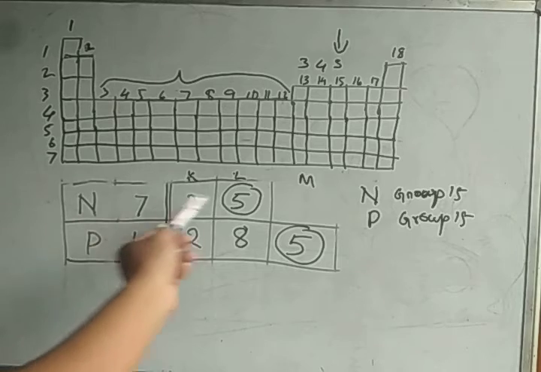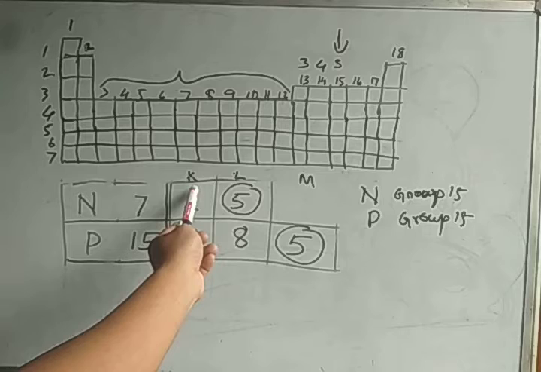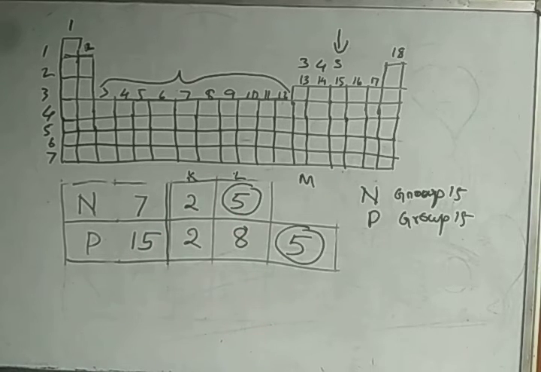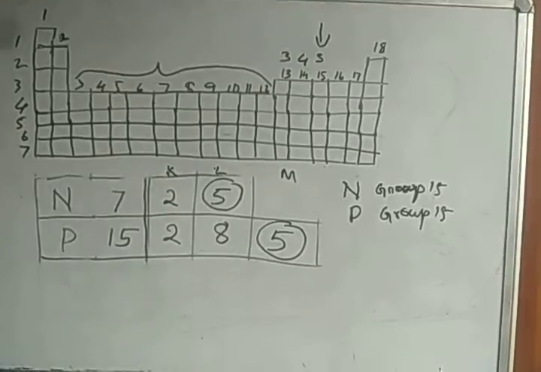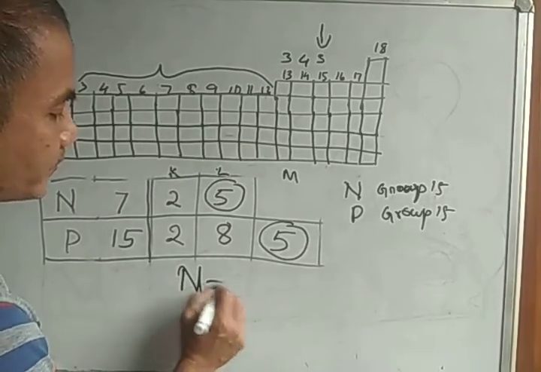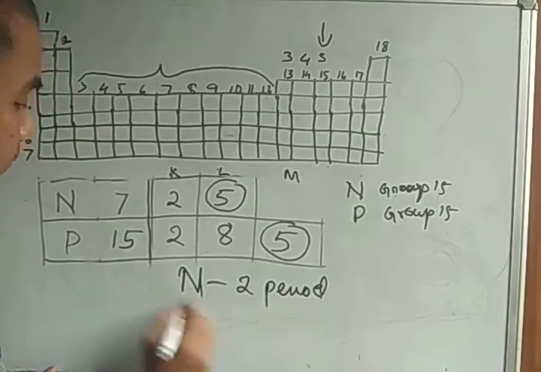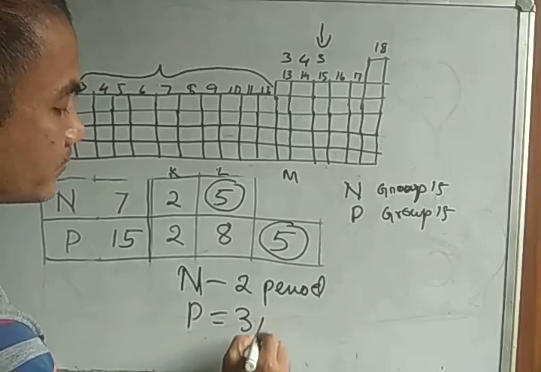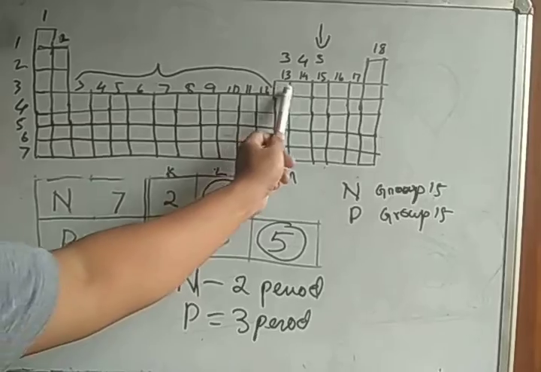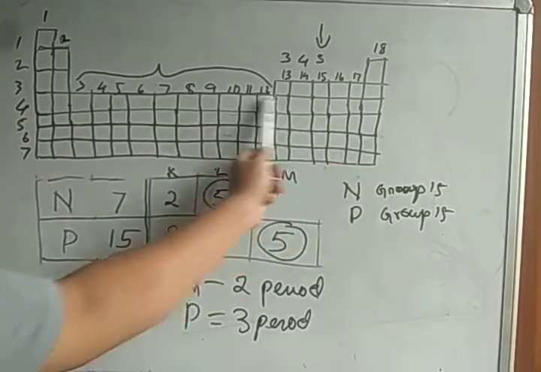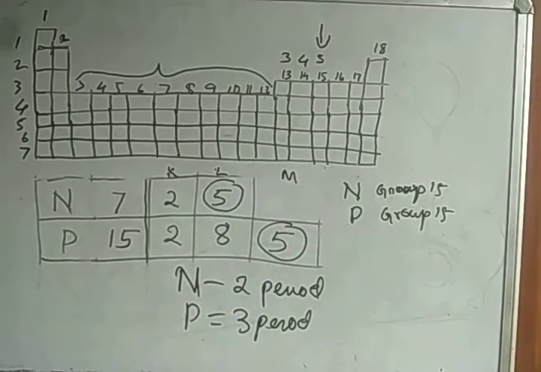Therefore, nitrogen belongs to which period? First period and second period. And in the same way, phosphorus belongs to the third period here. Nitrogen belongs to the second, and phosphorus belongs to the third period. That means you will see nitrogen here in the second period, and phosphorus here in this line. I hope that it's clear.